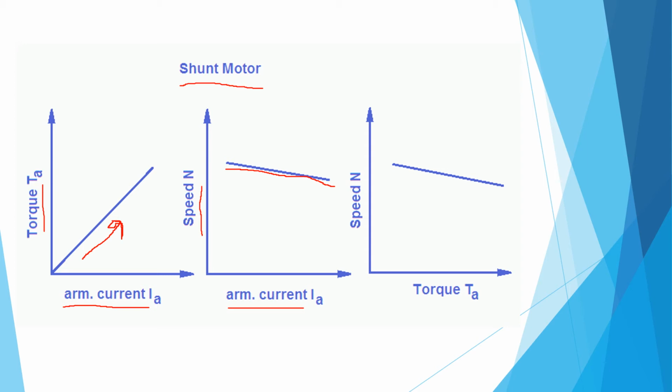DC shunt motor is a constant speed machine. And the third characteristic of DC shunt motor is speed versus torque. Yes, when there is an increase in torque, again there is a decrease in speed. So torque is directly proportional to current.